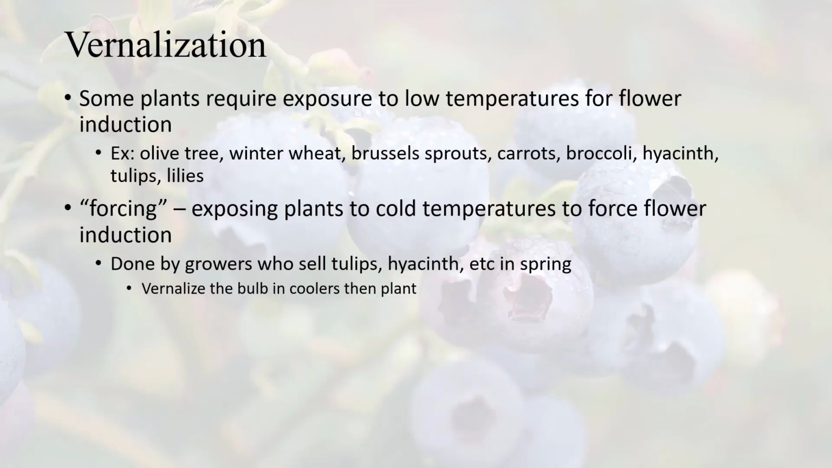Now, so we have our self-inducive plants in terms of flowering. We have our plants that will flower in response to photoperiodism. And we also have our plants that flower in response to vernalization, or require this. So this is particularly true of our biennials, often. Vernalization means that some plants require exposure to low temperatures for flower induction. So they need a period of cold to stimulate them to flower.